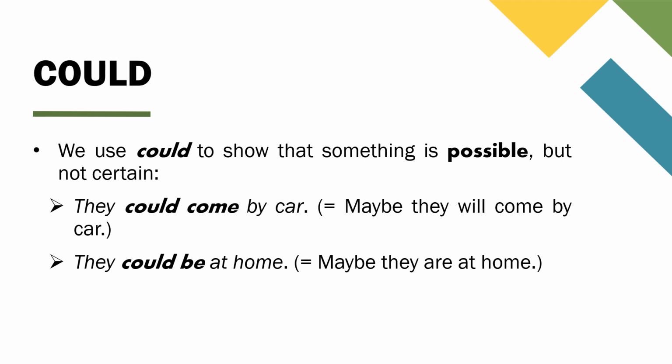For example, they could come by car. This means that maybe they will come by car. Another example, they could be at home. This means that maybe they are at home.